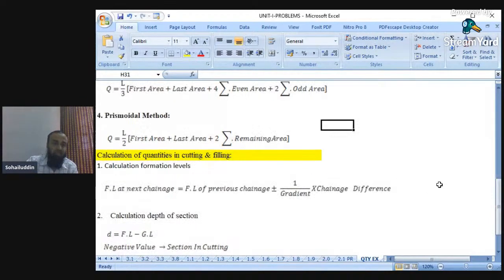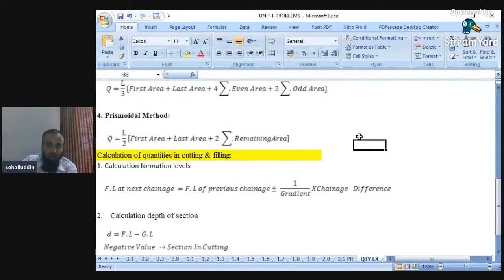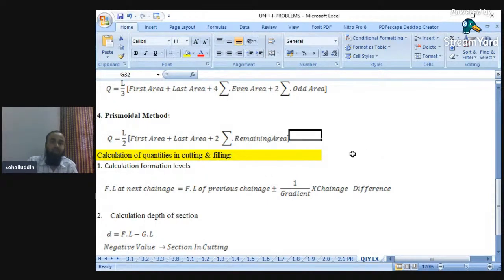The last is the trapezoidal method. Here the division is by 2, whereas it was 3 before. The first area and last area concept is the same. Earlier it was 4 times even areas plus 2 times odd areas, but here, instead of even and odd, it is the addition of all the remaining areas, leaving the first and last. If there are 1 to 10 areas, 1 and 10 are covered in the first and last area, and areas 2 to 9 are covered in the remaining areas.